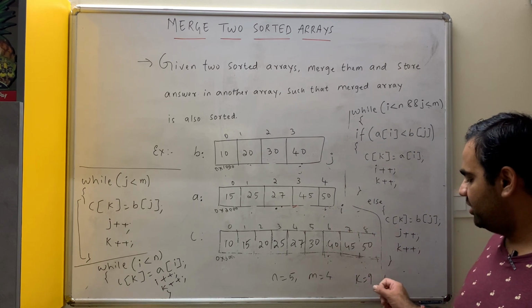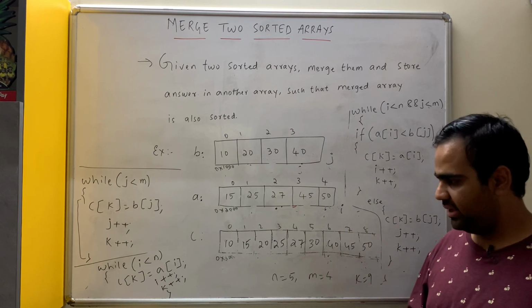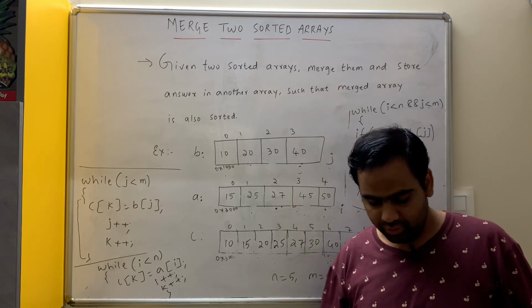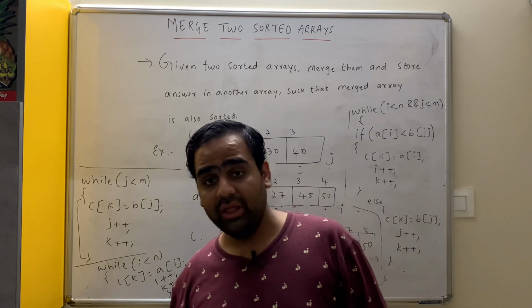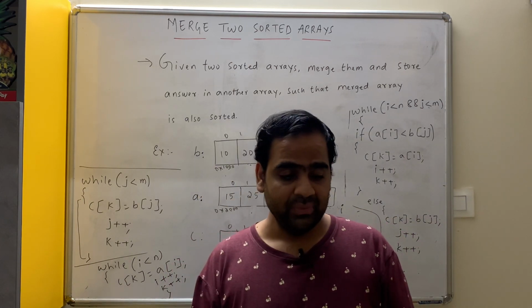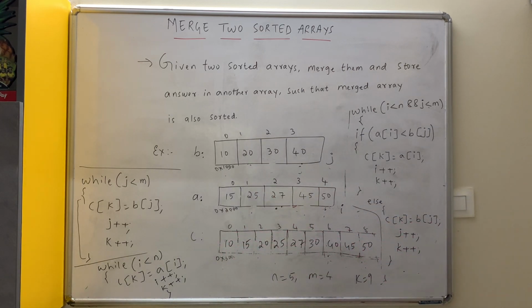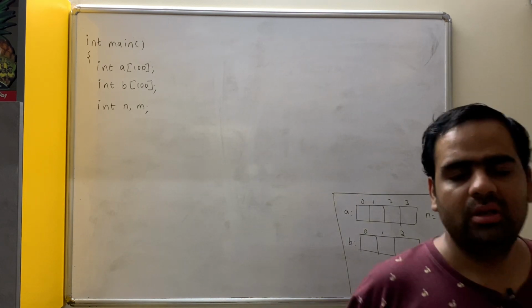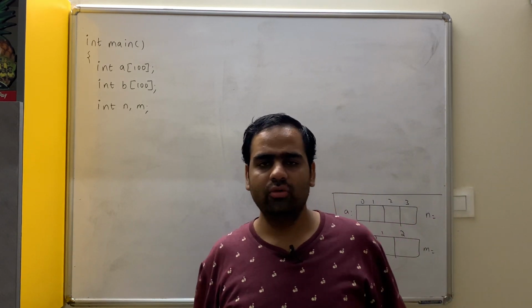How many array elements are there? There are k array elements. This is how we merge two sorted arrays in the efficient way. Please pause the video, make a note of it and try to write down the program yourself. Thank you. Let us see how we write the code for it.